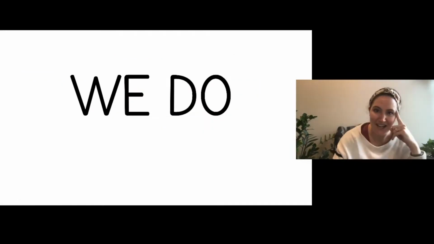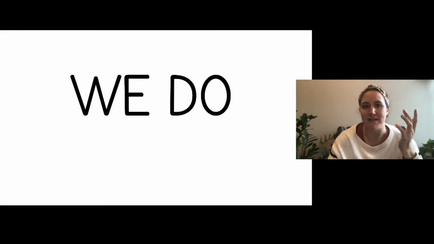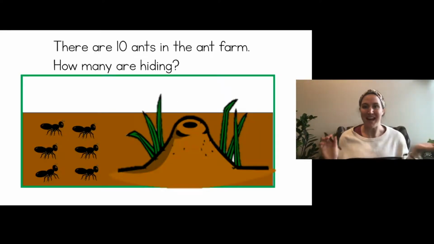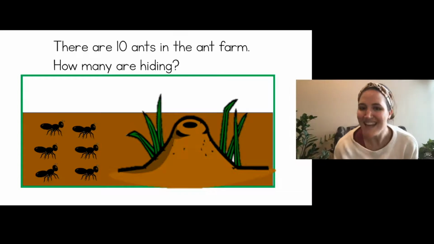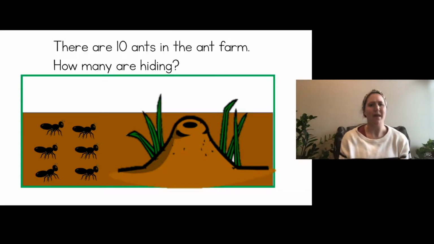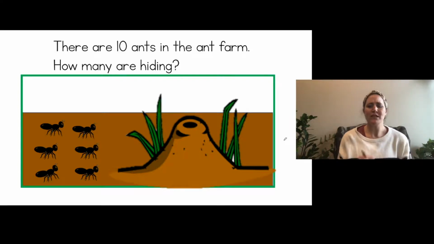Oh, so fun. Okay, so now we're going to do some together. Get ready to look on the screen with me to help figure out how many are missing. We're going to start with an ant farm. All right, so listen carefully. It says that there are 10 ants in the ant farm. How many are hiding? Well, first, let's figure out how many ants we see.